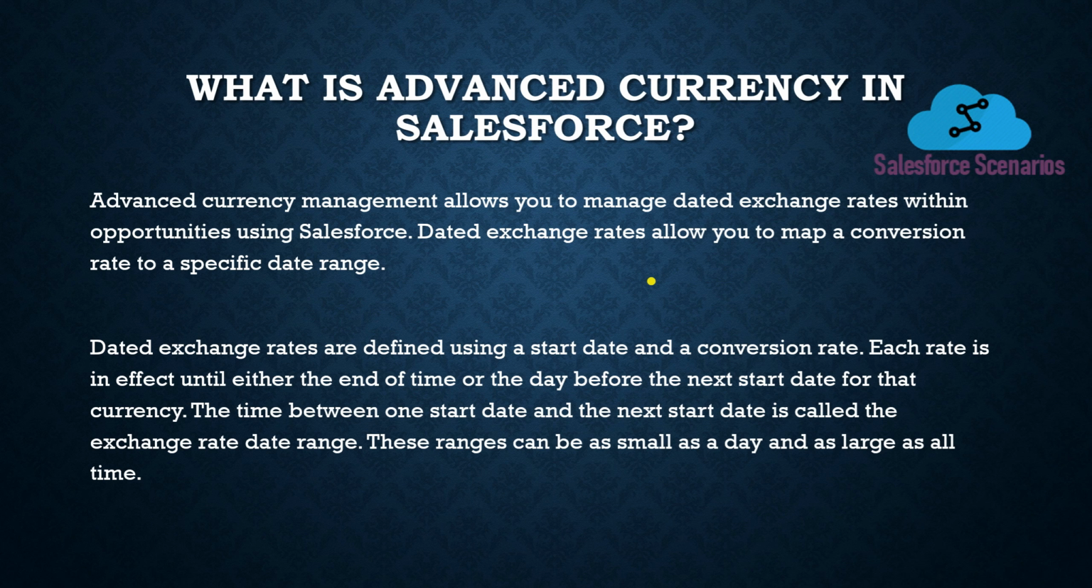These ranges can be as small as a day and as large as a time, so that most of the time some currencies are fluctuating. Let's say 1 USD equals 75 rupees nowadays, but for different months it may fluctuate day by day, or month by month, so we can also set up that kind of functionality in Salesforce as well. So let's go to the advanced currency management considerations.